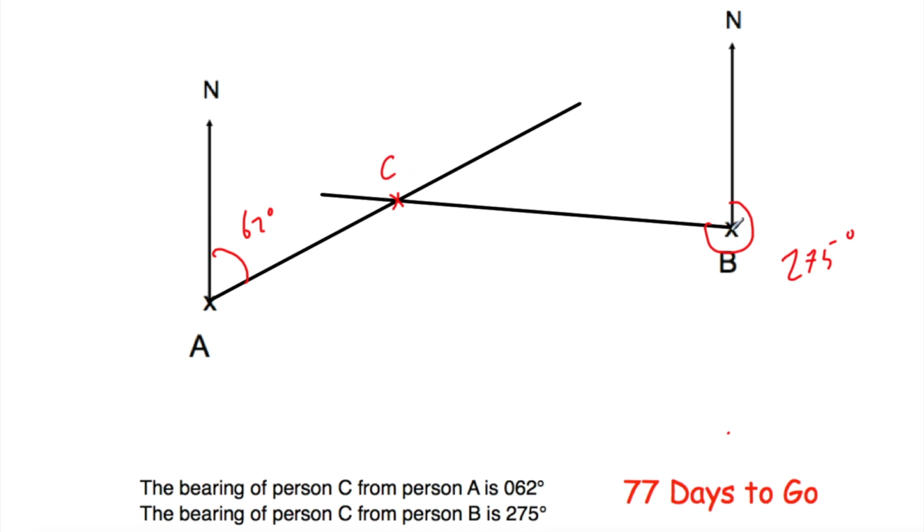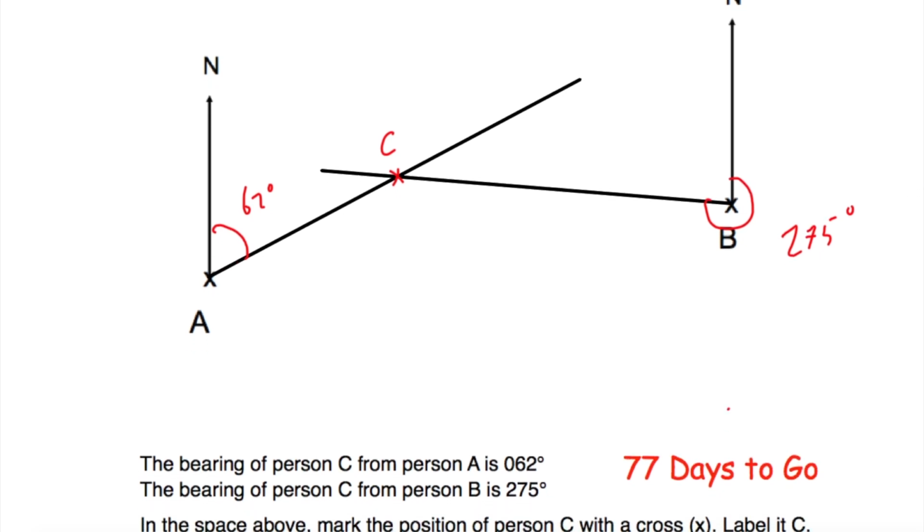Now, in terms of this bearing here of 275 degrees, you could have put the protractor the other way around and then done 360 subtract 275, and that's equal to 85. So then you could have measured an 85 degree angle anti-clockwise, and that means that this angle would be 275 degrees. Or you could get a 360 degree protractor, and that would probably be my choice. And that's it. So that's where person C is.